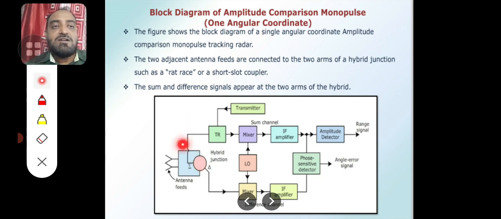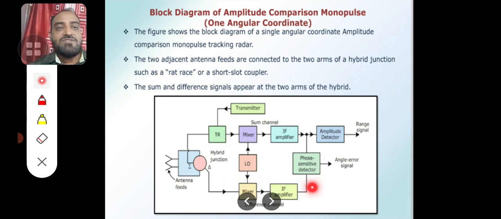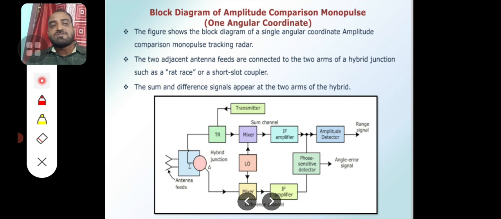One slot will have the sum of these two inputs, which is a plus b, and in this channel you will have a minus b. Now the channel which is processing the sum is called the sum channel. The channel which is processing the difference is called the difference channel. A common local oscillator is used to heterodyne the received input signal, and this local oscillator supplies frequency to both the mixers of the sum and difference channels.